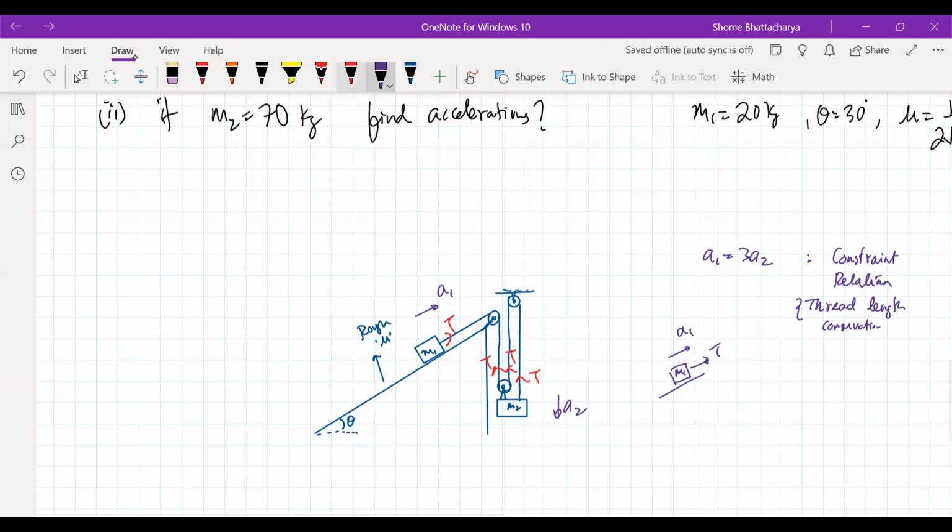So now kinetic friction will act, because we've taken one single value of mu. So that kinetic friction is also mu N. But otherwise it would have been mu_k into N.